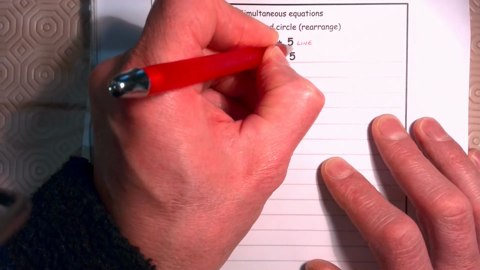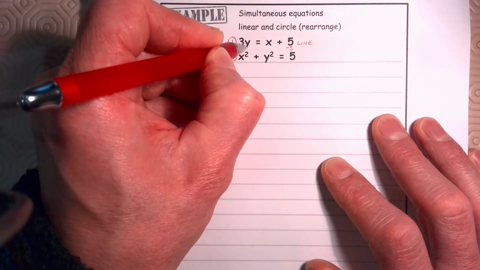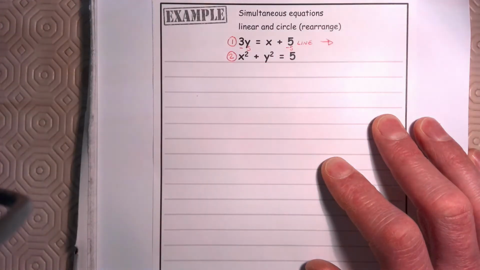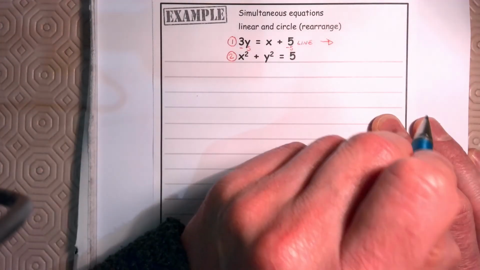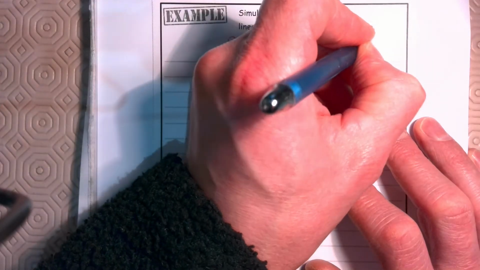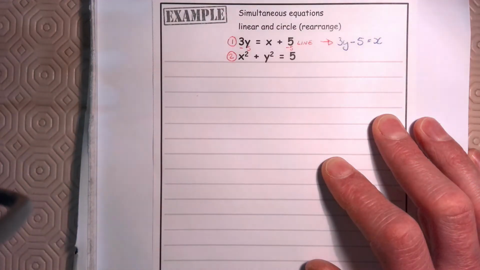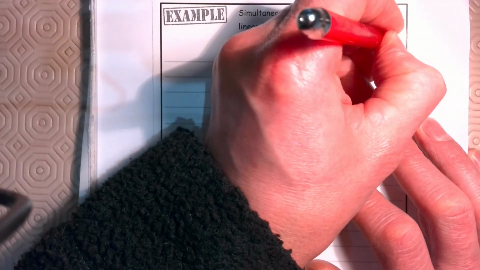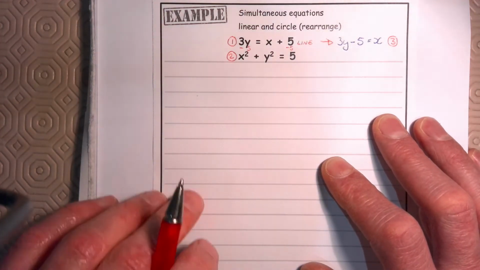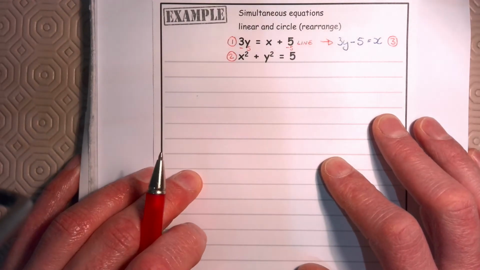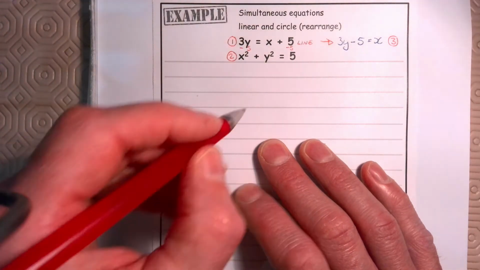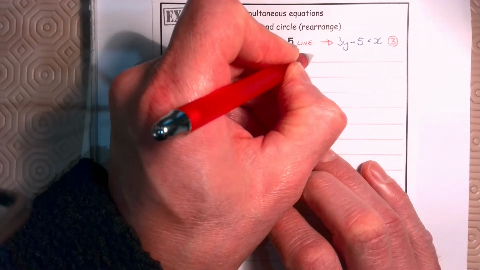So if I take 5 away from that side, and if I take 5 away from that side, that is going to give me 3y take away 5 is equal to x. And I'm going to label that one equation 3. Okay, so that's what we're going to be using to substitute into the circle equation. So that's number 2, so that's circle.